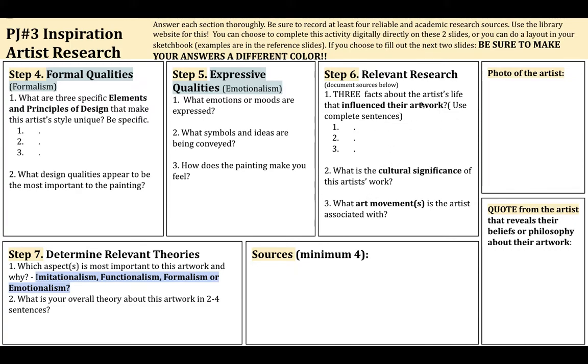Those are going to be used for this right here on step 6, the relevant research, because you have to find out 3 facts of the artist's life that influence their artwork. So not just Picasso liked soup. P.S. I don't know if Picasso really liked soup or not, but the point is they have to all relate to his artwork. So for example, you could say this person's artwork has a lot of pain in it because they were abused as a child. Okay, so that could be an example of how something traumatic that happened in their life shaped who they were as an artist.